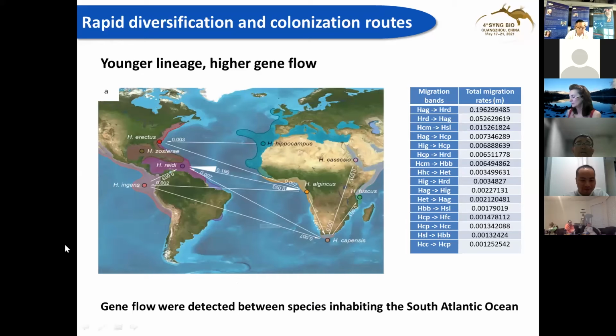In addition, we also calculated the gene flow among different species. We found that most of the gene flow was detected between the species inhabiting the South Atlantic Ocean groups. That may be because these species are all younger than the others. And also, this may indicate that the seahorse is still on the way of colonization and even speciation.